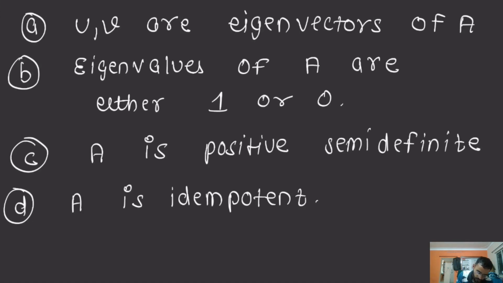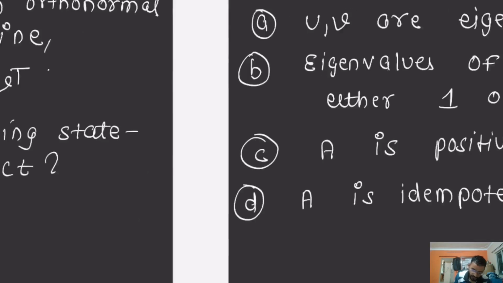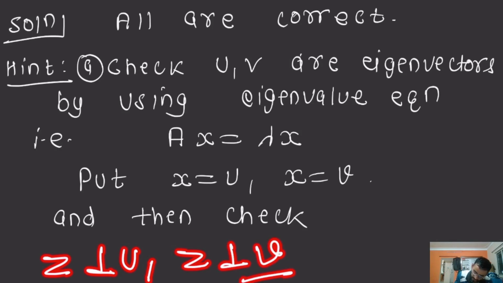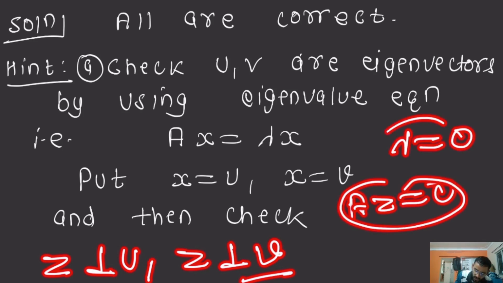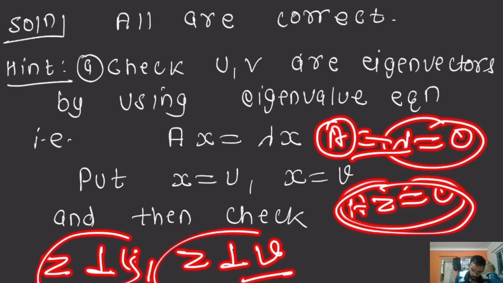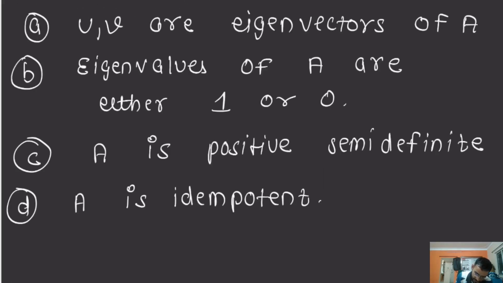This one is correct, and using this we can get the eigenvalues. If we solve this, we get, yes, u and v are eigenvectors, with eigenvalue equal to 1. If we take some z orthogonal to u and orthogonal to v, then we get A z equal to 0, and hence lambda equal to 0 is also an eigenvalue of A, with multiplicity n minus 2. So yes, these are the eigenvalues.